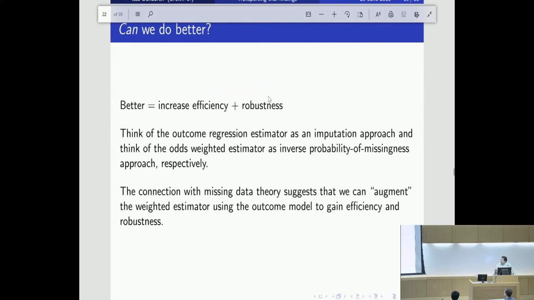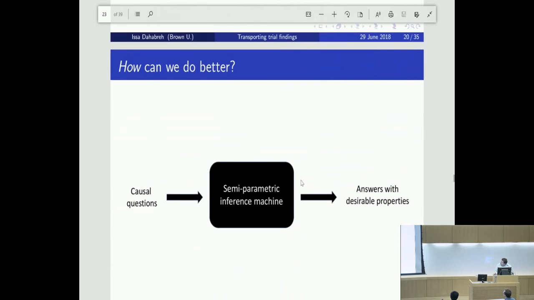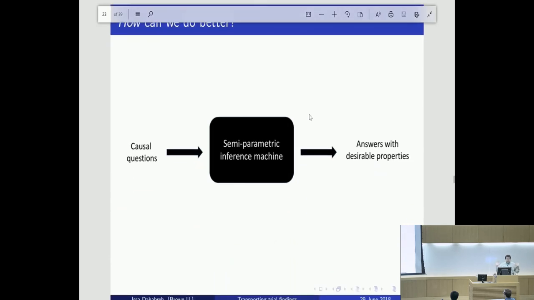So this is where things might get a little more interesting, okay, because this was basically review. Can we do better than these two estimators? The way I define better now is I'm going to create estimators that are more efficient than inverse odds weighting, because inverse odds weighting tends to produce very large standard errors. But while doing that, I also gain some robustness to model misspecification, because the two estimators we reviewed, inverse odds weighting and the outcome regression one, rely critically on getting the models correctly specified. Okay. So there is a connection here with the theory of semi-parametric missing data, and I'm not going to show you.